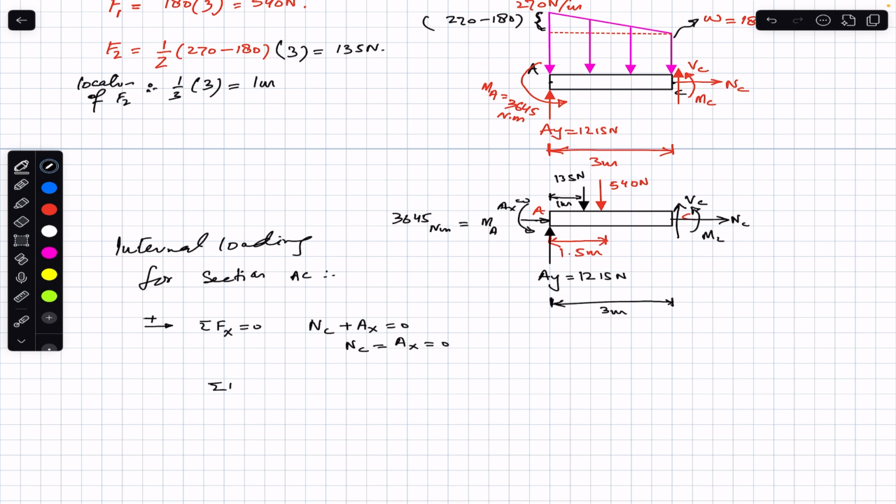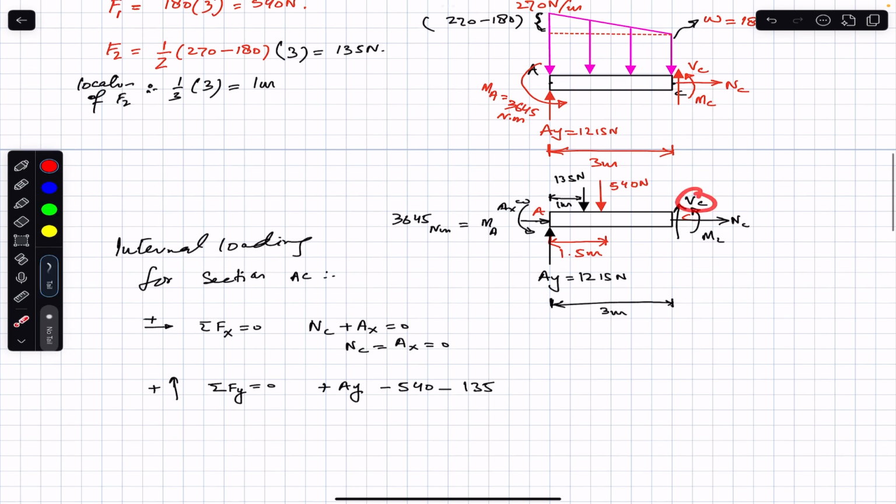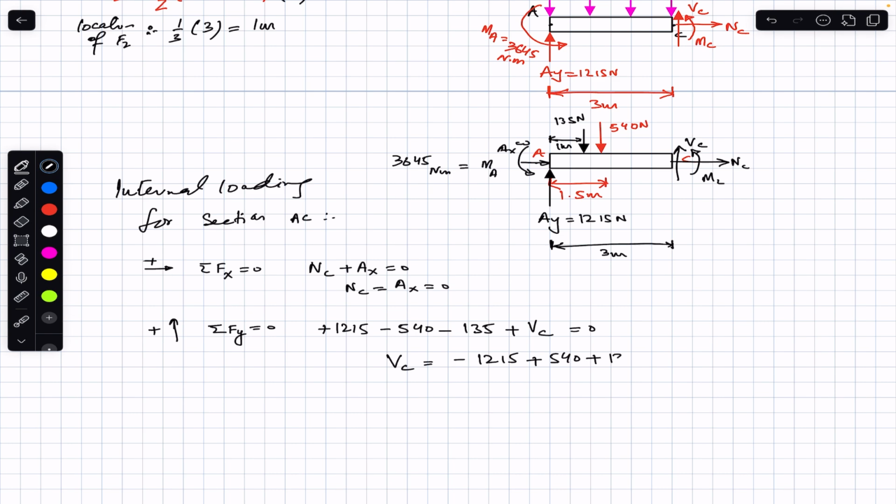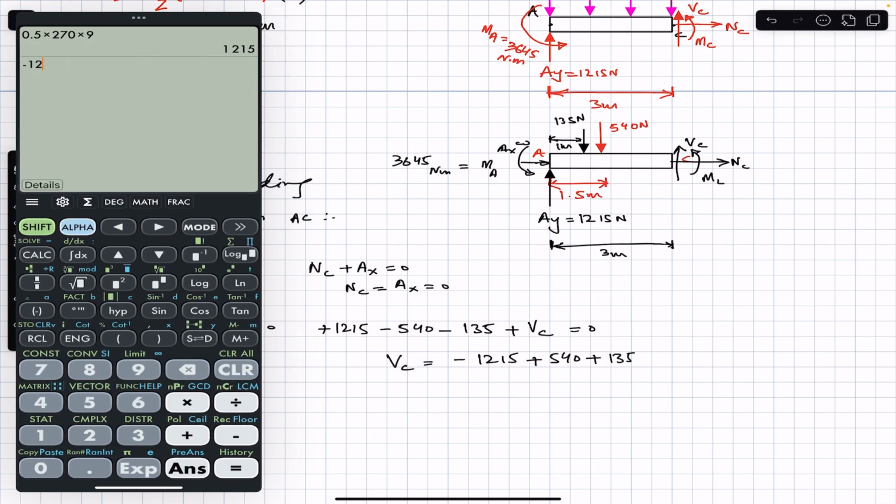Similarly, the sum of the forces in the y is equal to 0. Upward direction is considered to be positive. This Ay is in the positive direction, and this 540 is in the negative direction, and this 135 Newton is in the negative direction, so minus 135, and this Vc is in the positive direction, so plus Vc, and this must be equal to 0. We know Ay is 1215, so we replace Ay by 1215. So Vc is equal to minus 1215 plus 540 plus 135, which gives us Vc equals minus 540 Newton.